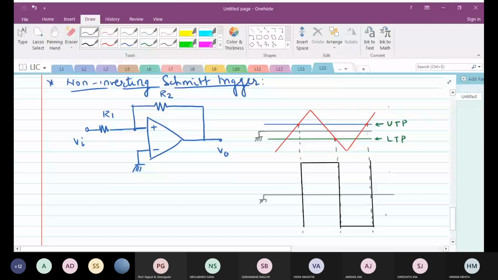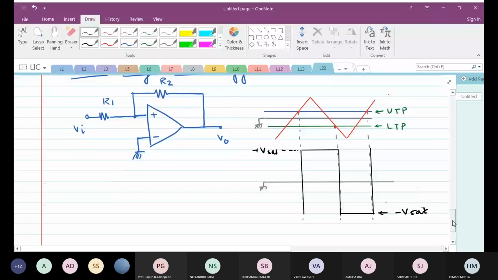So this is plus Vsat. This value is minus Vsat. Now, do you see the distinct difference here? Guys, are the waveforms visible? Yes, sir. Visible. So what is the difference here than the last one which we have seen?